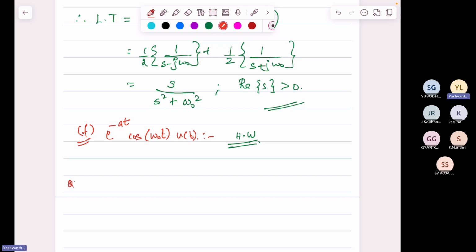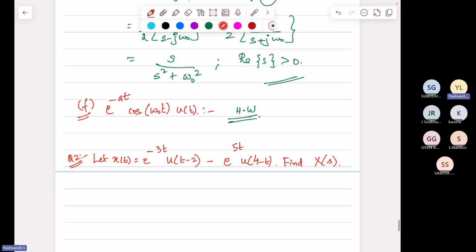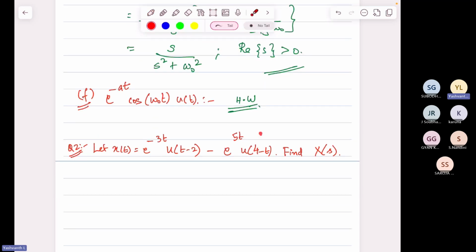Question number 2. Let x(t) equal e^(−3t) u(t − 2) minus e^(5t) u(4 − t). Find X(s). That is what I'm saying is, okay, your time domain signal is this. What is its Laplace transform? That's all. Very straightforward, but let's do it systematically.